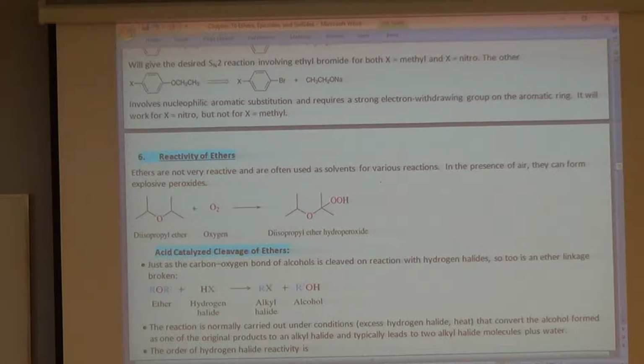Let's continue on Chapter 16. We're going to study the reactivity of ethers. We just studied how to prepare ethers, and the reactivity of ethers is relatively simple. We know ether can be oxidized, even though this reaction is not very useful.